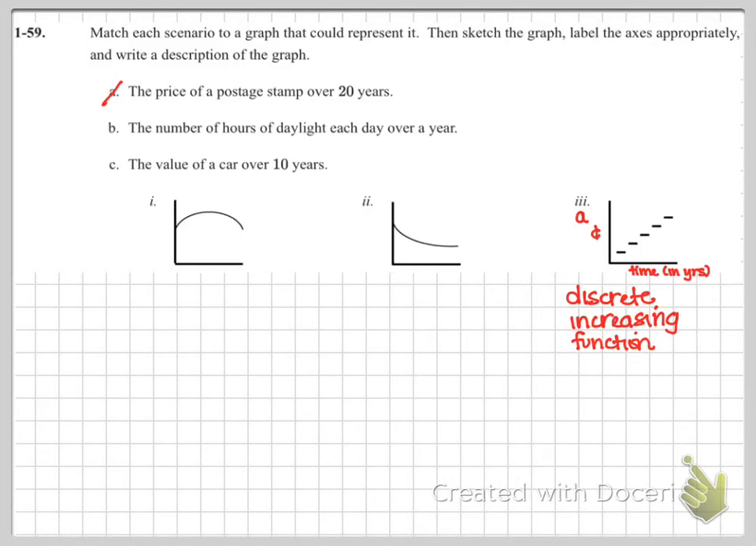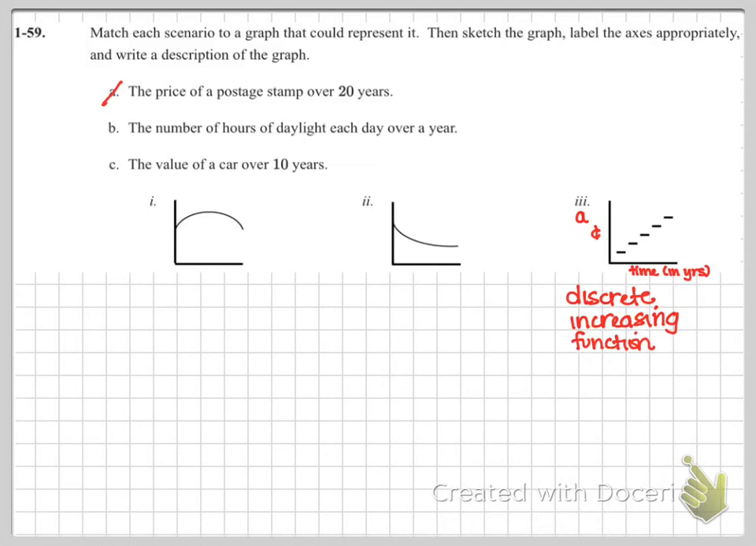The number of hours of daylight each day over a year. Okay, number of hours of daylight. That's continuous because we're going to have more hours and then fractions of hours or pieces of hours, and then we can go to decimals or minutes, seconds, however you want to take a look at it. So I do believe that this is going to be continuous.